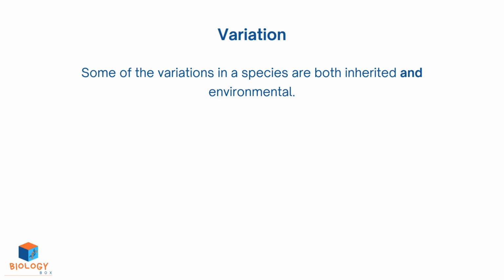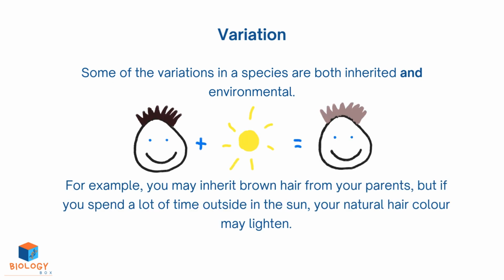Some of the variations in a species are both inherited and environmental. For example, you may inherit brown hair from your parents, but if you spend a lot of time outside in the sun, your natural hair color may lighten.